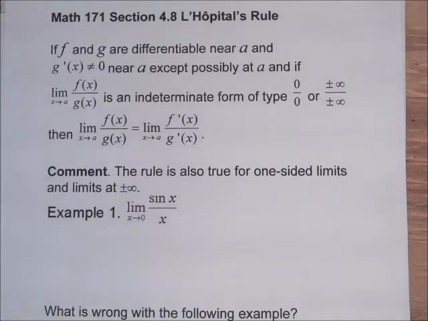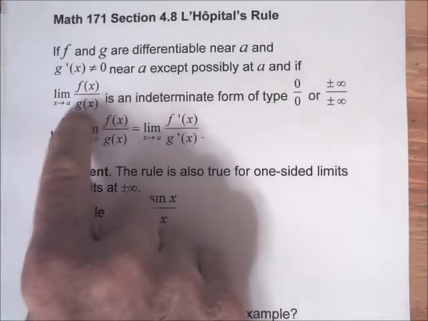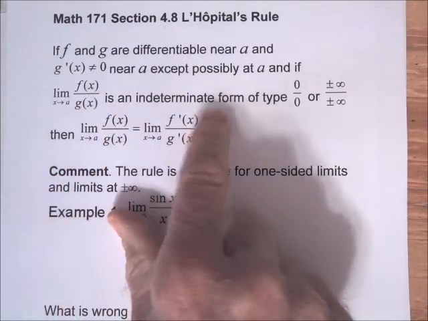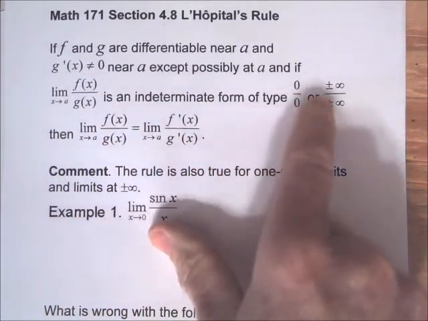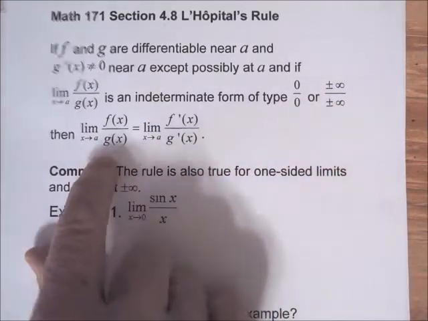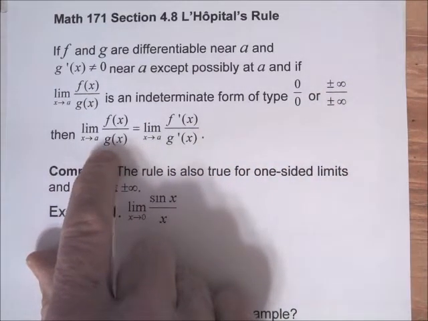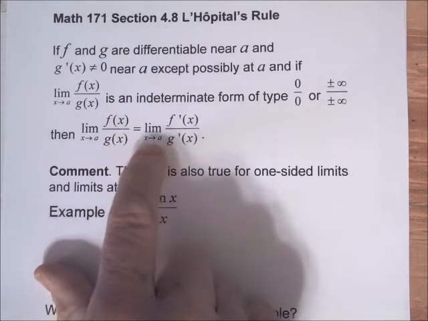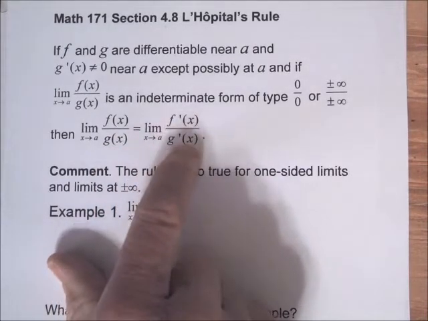If f and g are differentiable near a, and g prime is not equal to 0 near a, except possibly at a, and if the limit as x goes to a of f of x over g of x is an indeterminate form of type 0 over 0 or infinity over infinity, then the limit as x goes to a of f of x over g of x is the same as the limit as x goes to a of f prime of x over g prime of x.